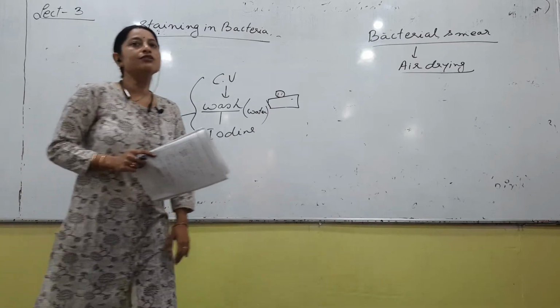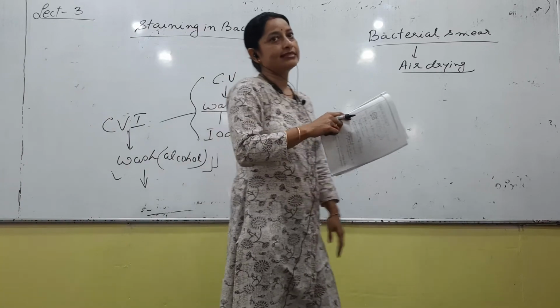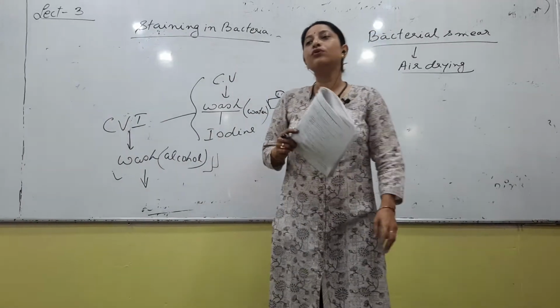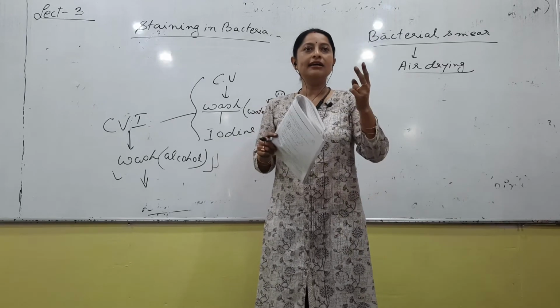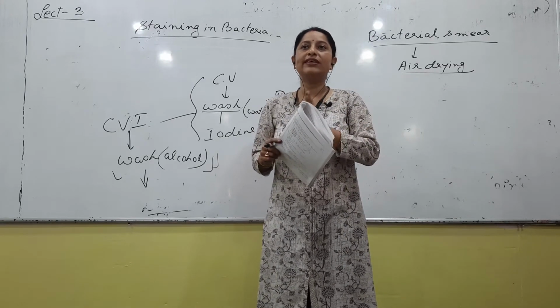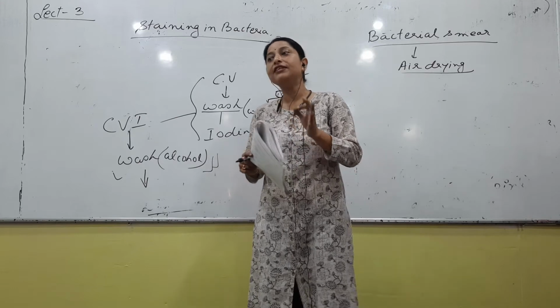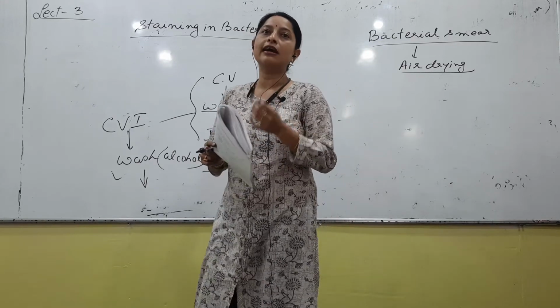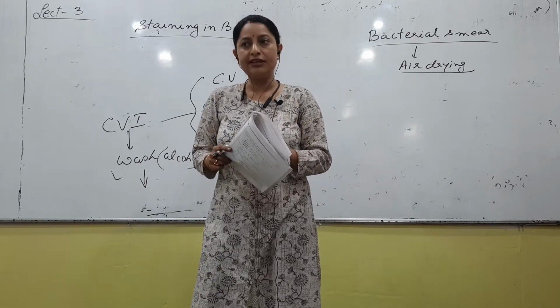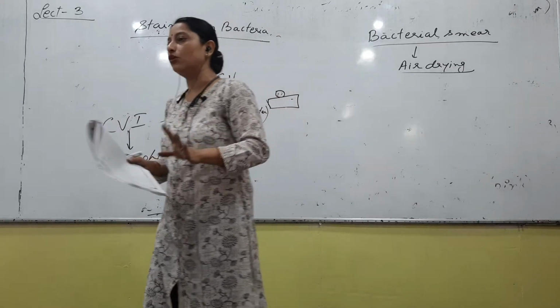Is the point clear? So during the entire process, we use three stains. Two of them indicate whether it will be gram positive or negative. If it is gram negative, then we go for a counter staining process with safranin, which makes the bacteria pink. That's all.